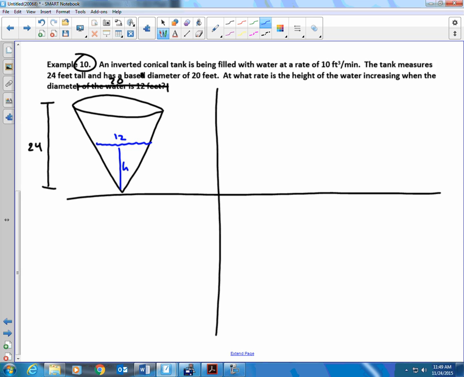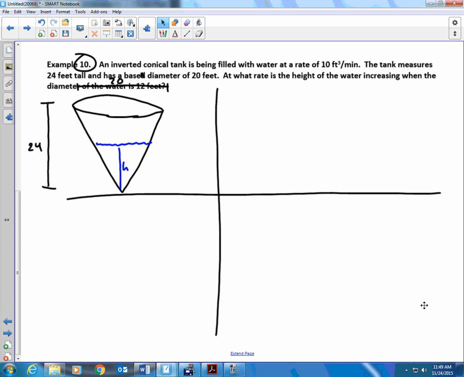But is the diameter of the water changing? So I'm actually going to take that 12 off so as not to confuse you, because that is changing, so we can't leave it as constant. But the structure itself is the same. We're wondering about the height of the water. The water level is changing. Obviously, the height of the cone is not, but the height of the water is.